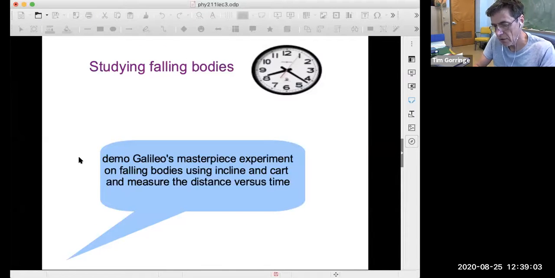Okay, so I want to demonstrate his experiment. And so let me try and do that. I'm going to share a different screen. So this will take me a moment.